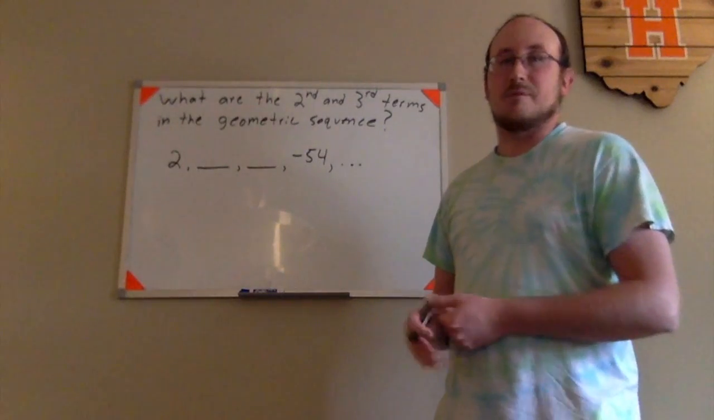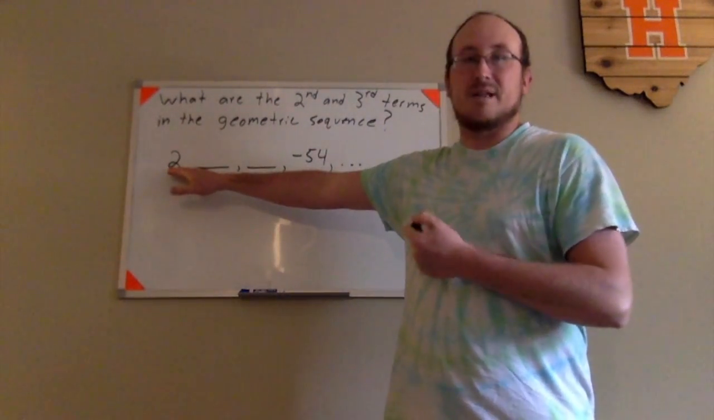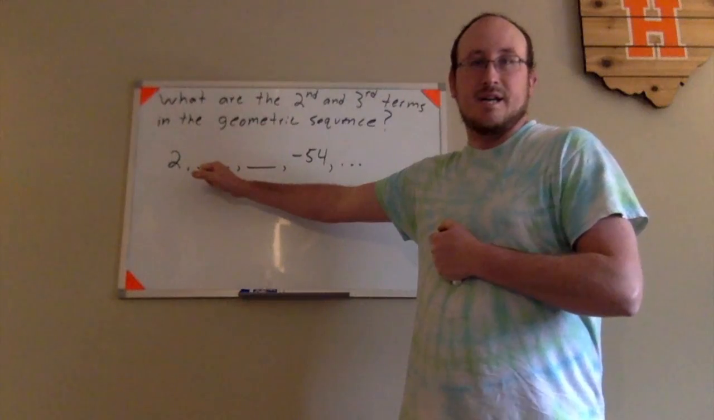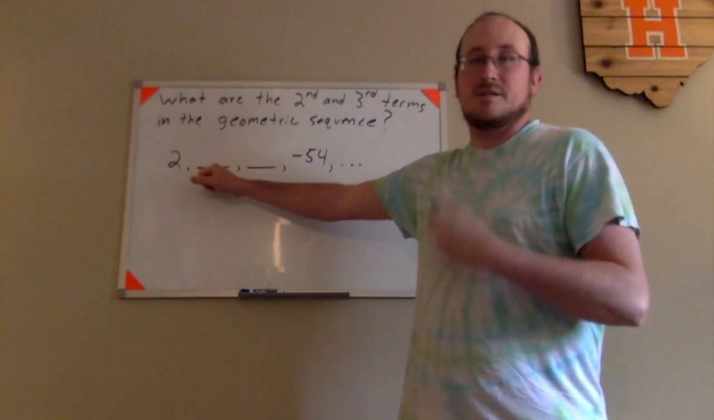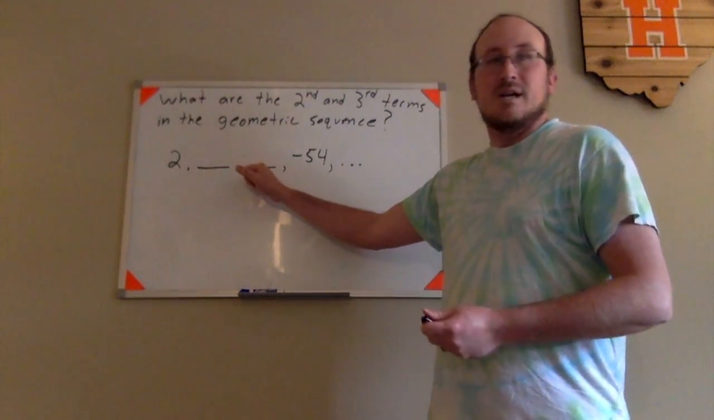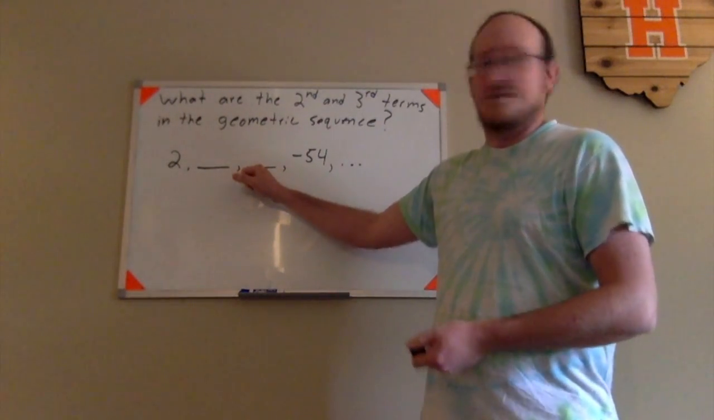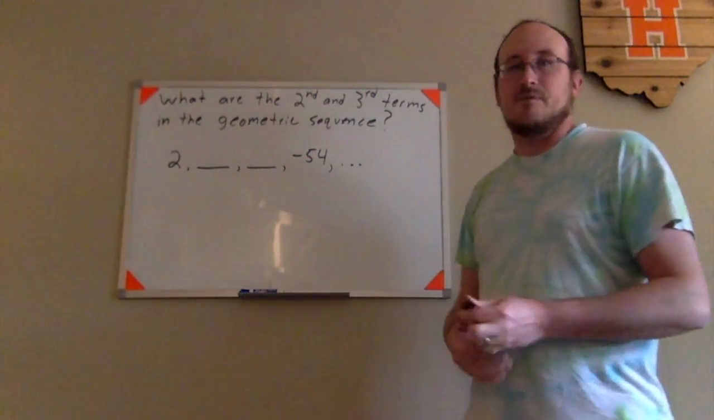Once we figure out that common ratio, we can just take 2, multiply it by that common ratio to get this next term, and then we can take that term and multiply it by that common ratio to get the following term. And if we took that term and multiplied it by the common ratio one more time, we should hopefully end up with negative 54.